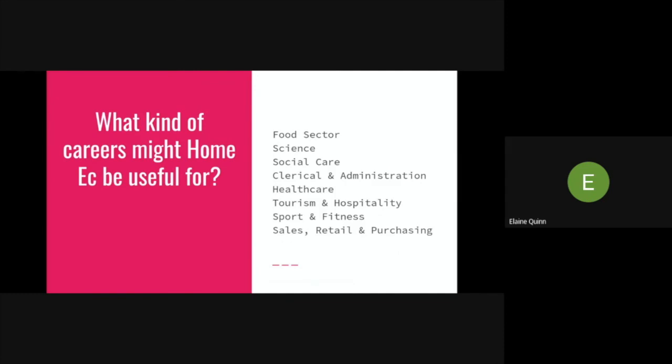The food sector is probably the most obvious one, but it would be an invaluable subject to have for students who are considering careers in other areas such as science, social care, clerical and administration work, healthcare, tourism and hospitality, sports and fitness, sales, retail, and purchasing.